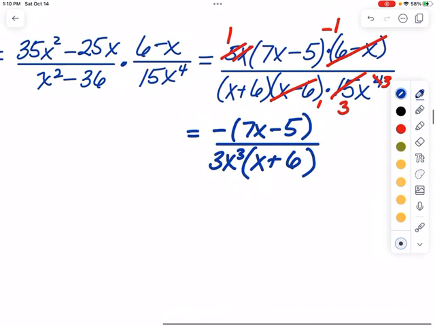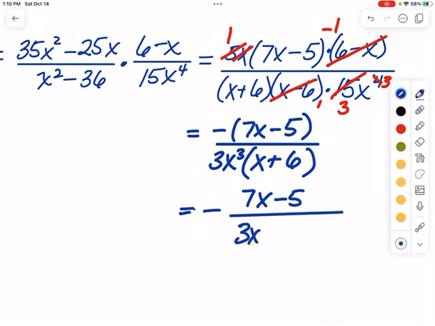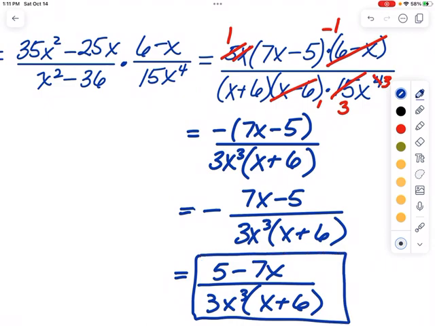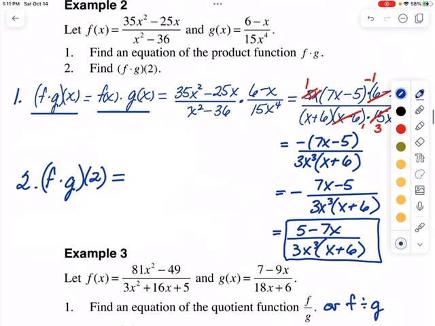Now, if that's the answer, keep in mind, sometimes it's a little more useful. There are different ways that we can write this, and you should be aware of that. We could leave this as 3x cubed times x plus 6. But there are other times where it's kind of handy to apply the negative to the numerator, so we can write it as 5 minus 7x over 3x cubed times the quantity x plus 6. So let's say that this is the form that we're going to choose for our final answer.